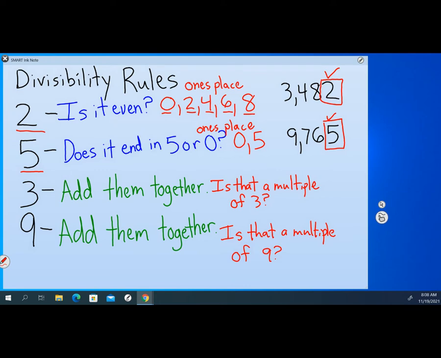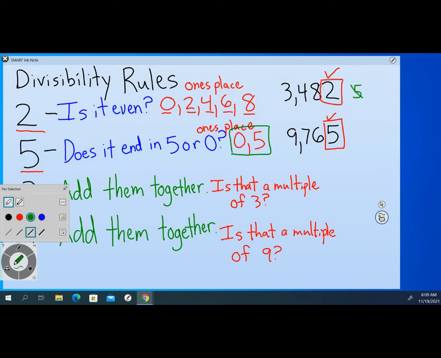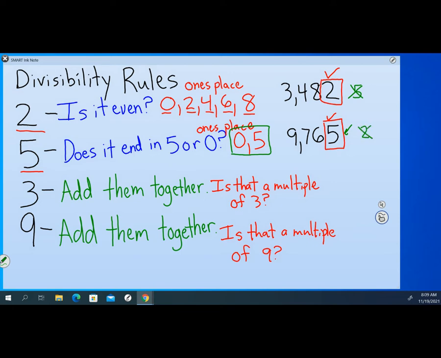Okay, if I flip that around and do that the other way, if I look at the number 3,482 with 5, it is not going to work. So this would not work for 5. Okay, and similarly, if I flipped it around for 2 with this one, again, that is an odd number, 5, which means 2 does not work. There would be a remainder.